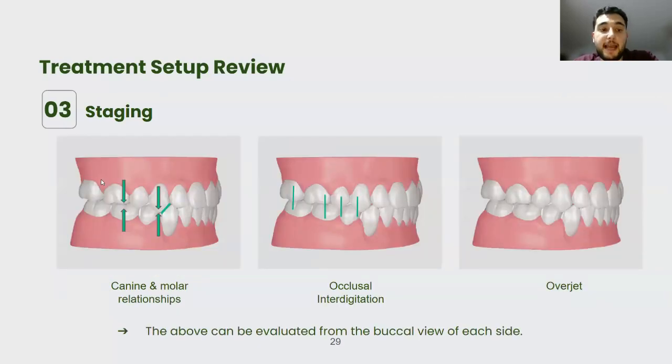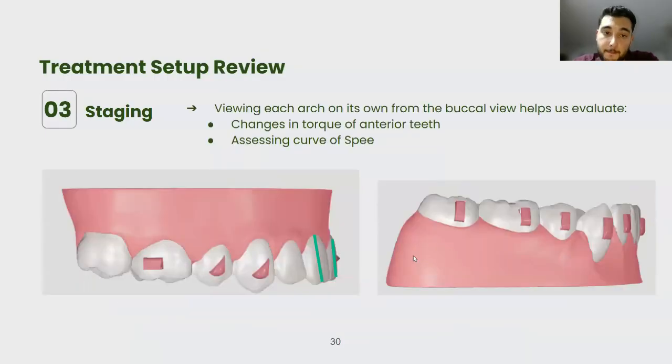Also for staging, from the side views, we can find the canine and molar relationships, because sometimes when solving crowding or solving any issues, the technician might not take notice that they're worsening a good canine and molar relationship, or they're worsening a good occlusal interdigitation, or lastly, the overjet. So all of these can be evaluated from the side or buccal views of each side.